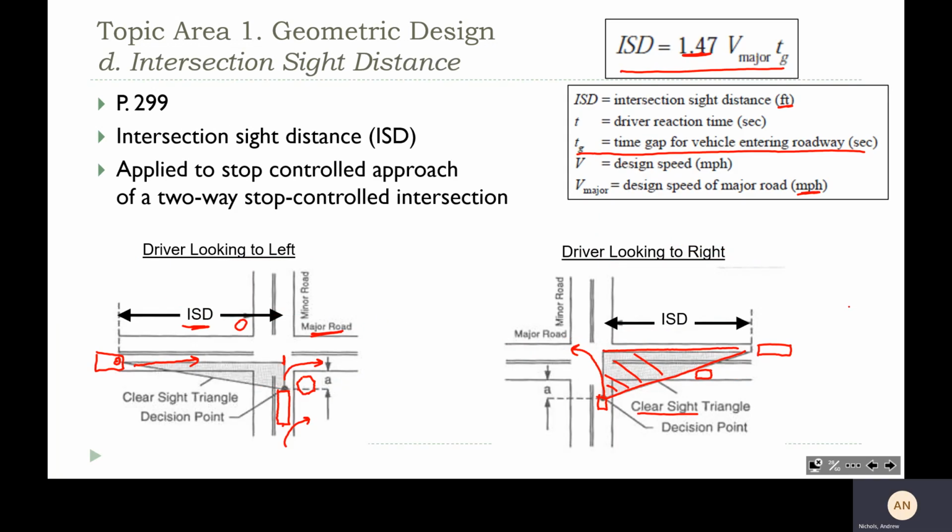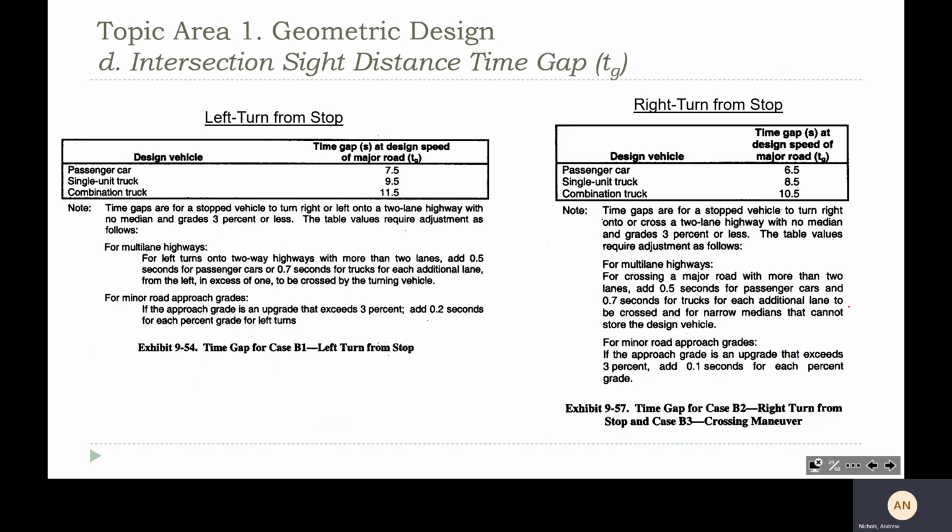So that T sub G value, more than likely, they're going to give it to you in a problem because these are slides that refer to various values for that depending on the type of vehicle. So if you're a passenger car versus a single truck versus a combination truck, if you're that combination truck sitting at that stop sign, it's going to take a much larger gap in traffic for you to be able to make your turning maneuver.